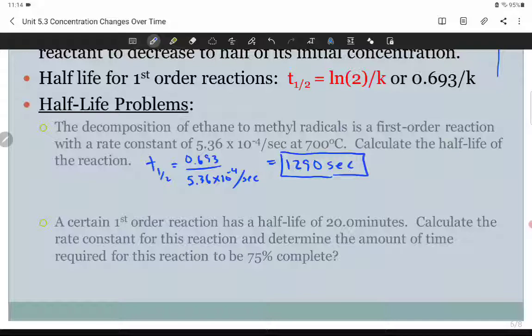What does that mean? That means if you started off with 100% of your material, for you to go down to 50% of your material, it would take 1,290 seconds. You could continue doing that. It'll approach zero, it will never get to 0%. So then 50% to 25% would take another 1,290 seconds, and so forth and so forth.